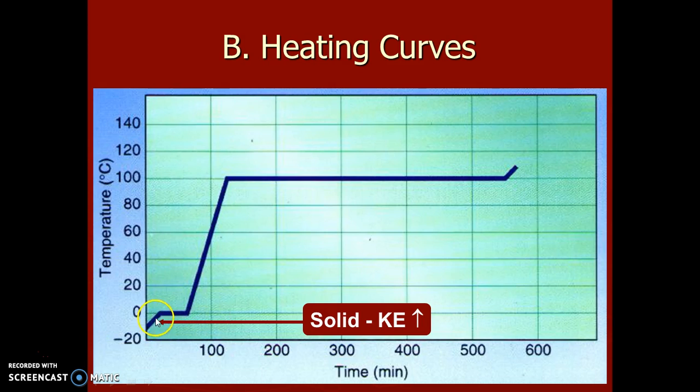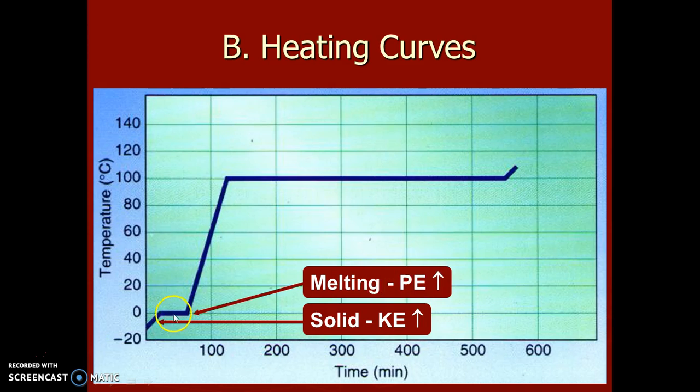When a substance is in one phase, and this is representing ice down here, solid water, if we're adding heat, we are increasing the kinetic energy of the particles, meaning the particles are moving faster. And remember that temperature is a measure of the average kinetic energy. So as we're adding energy down here, the temperature is increasing because we're increasing the kinetic energy until we get up to the melting point.